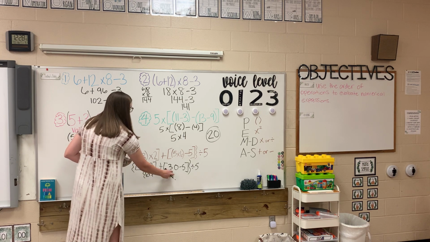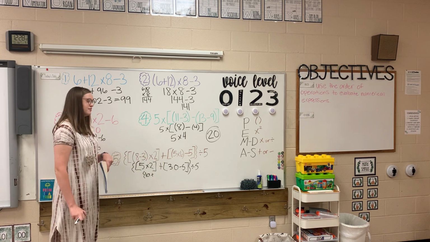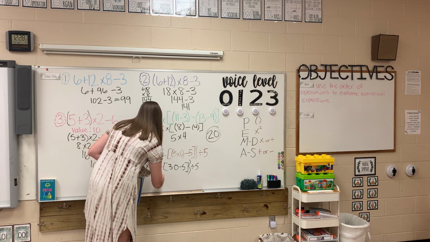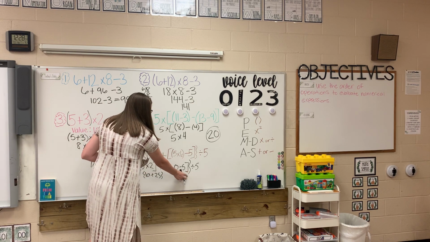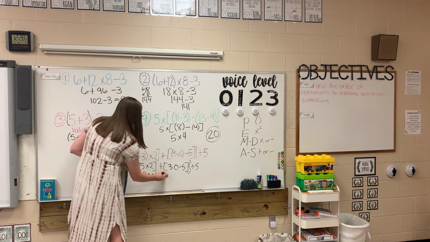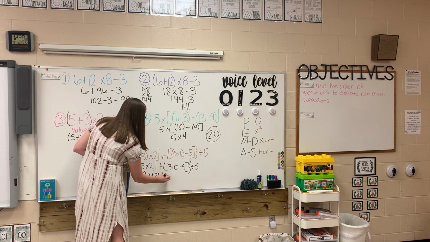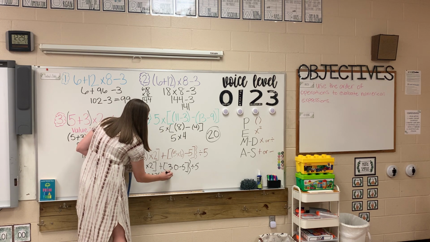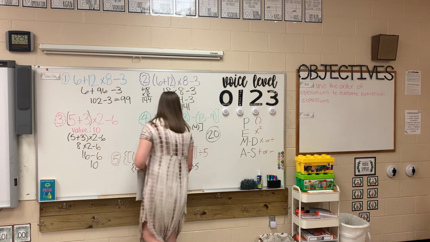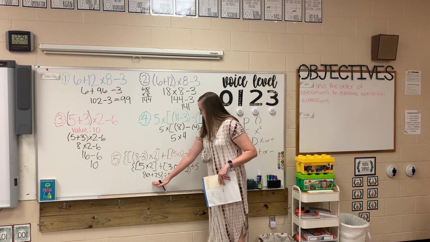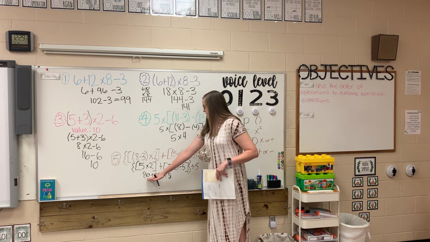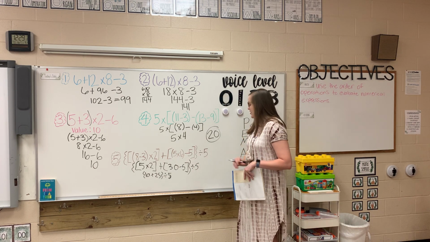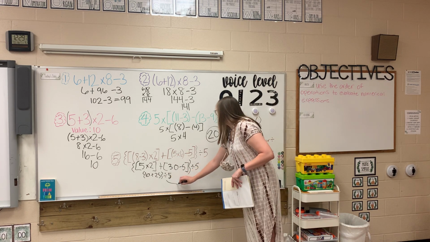Plus, what is 30 minus 5? 25. And all that is still inside these brackets. And then we have divided by 5. That 5 looks a little funky. Okay. So we still have to complete what's inside of our brackets. 10 plus 25 is what? 35. I'm just going to move us right up here.